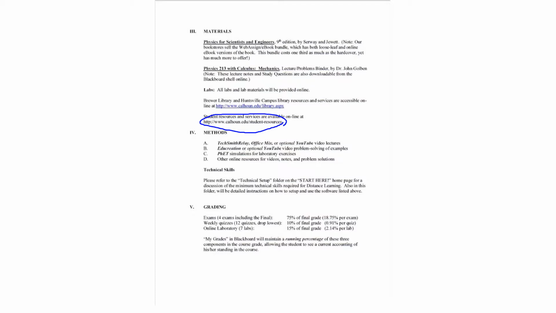We are going to be using PhET simulations for laboratory exercises. They are wonderful simulations put out by the University of Colorado Boulder and supported by the National Science Foundation. And these are very realistic simulations for physics laboratory settings. You need to have Java set up on your computer, and so if you check out the technical setup folder on the Start Here page, there will be a lab setup subfolder there, and you can see how to set up Java and set up the PhET simulations so you can do the laboratories.